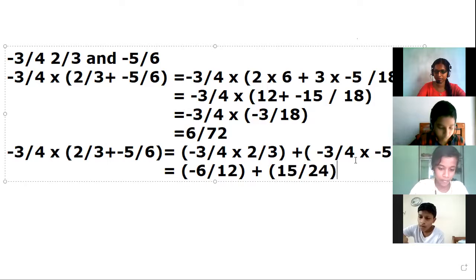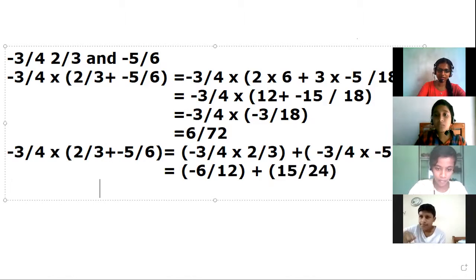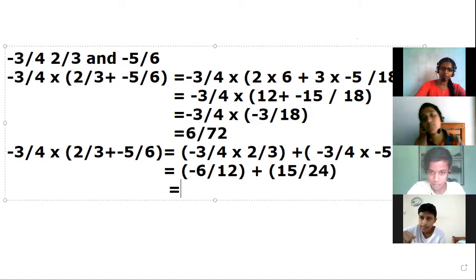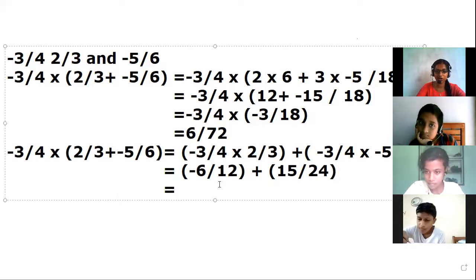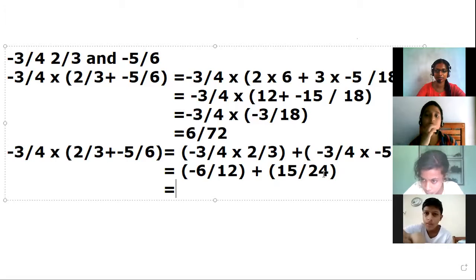Clear? Okay. Then how can we make the denominator of minus 6 by 12 into 24? The denominator of minus 6 by 12 is 12. How to make this 12 as 24? 12 into 2.